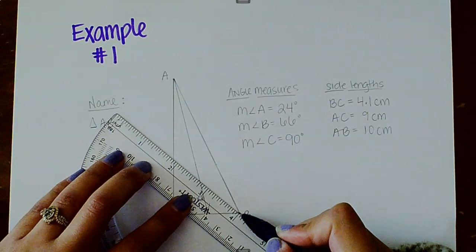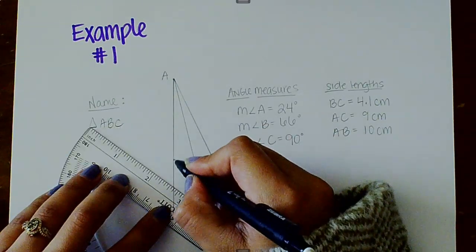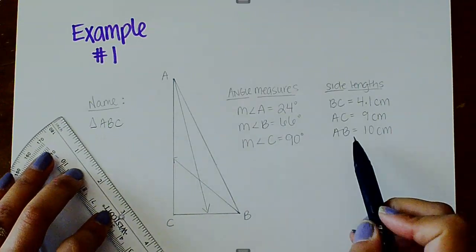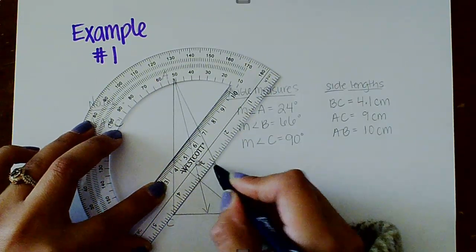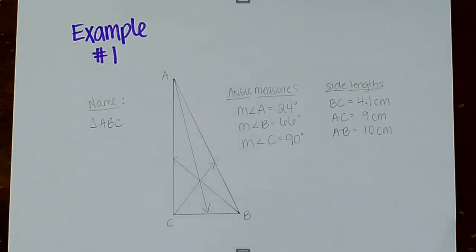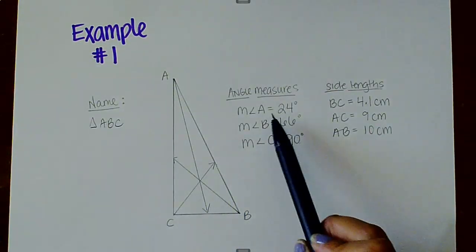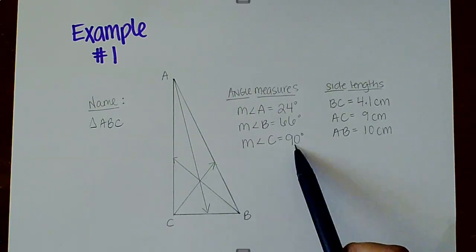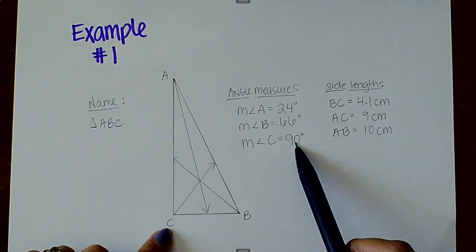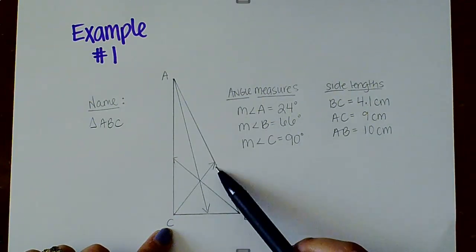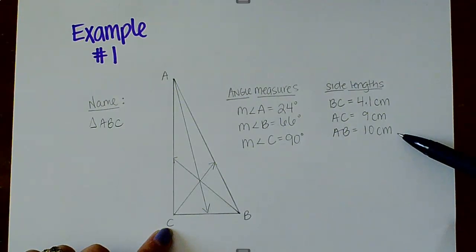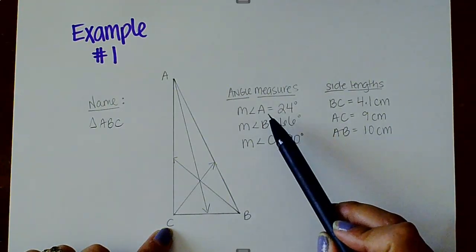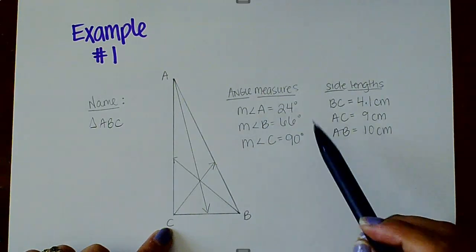Okay, and then angle B is 66 degrees, which is opposite side AC. So I'm just going to draw a line from angle B to side AC. And angle C is opposite side AB. I'm just going to draw a line here. So again, that question that we're asking ourselves, what do we notice about these side lengths and their angle measures? If you notice, again, angle C is 90 degrees, which is the largest angle measure. The side across angle C is AB, and that happens to be the longest side length. So there is a relationship between the angles and their opposite sides.